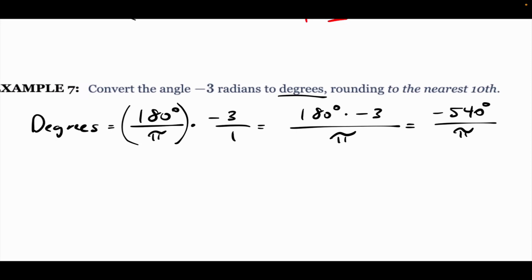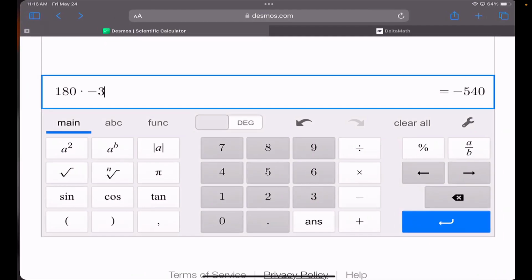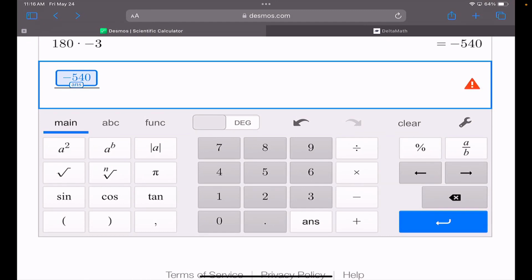Normally I would stop here and say that's my answer, but it says round. Round means keep going. Don't leave as a fraction. If it says round, that's when you got to divide. If it didn't say round, if this part was not here, you would leave that as your answer and you'd be done. But because it says round, that means they want us to divide. So we're going to divide. So -540 divided by pi. Pi button, there's always a pi button. On this calculator, it's right above the tangent button. And it says round to the 10th.